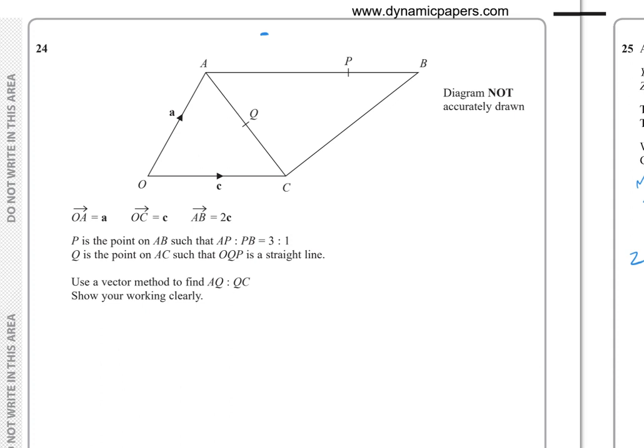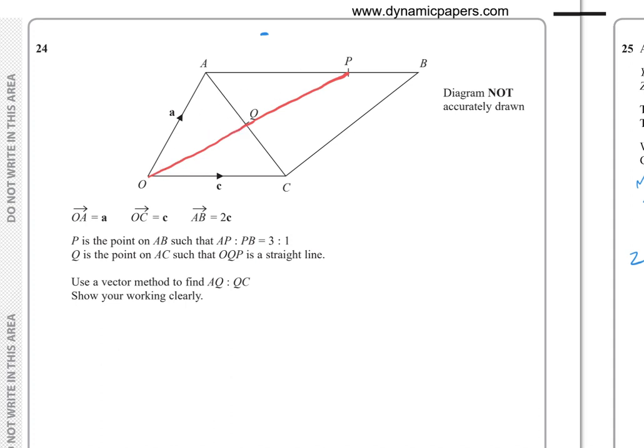So now we have OQB a straight line. So we have a relation between OQ and OB. They are parallel. We have a ratio between them. So we need to find OQ and OB. Then use the fact that they are on the same straight line, so we have a ratio between them.